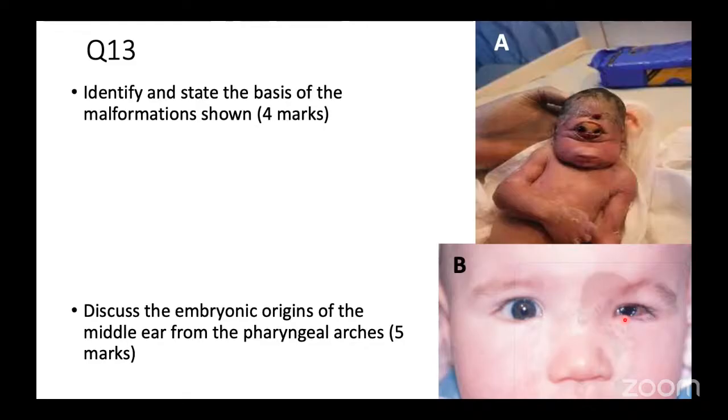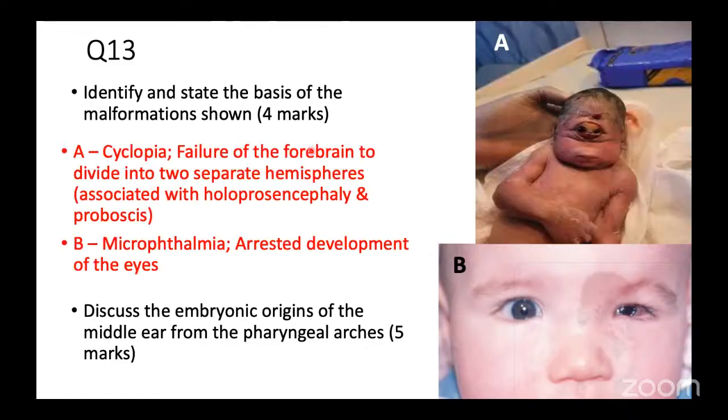So this is congenital microphthalmia, so small eye. Okay. So cyclopia, failure of the forebrain to divide into separate hemispheres. As I mentioned, it's associated with holoprosencephaly, where the brain fails to separate into two hemispheres, and then proboscis, where it's now the external nose. Okay. Microphthalmia, arrested development of the eyes, leading to small eye.